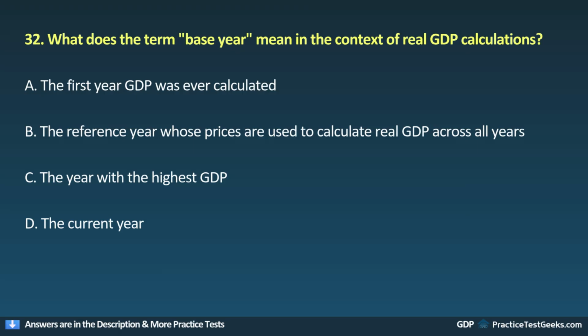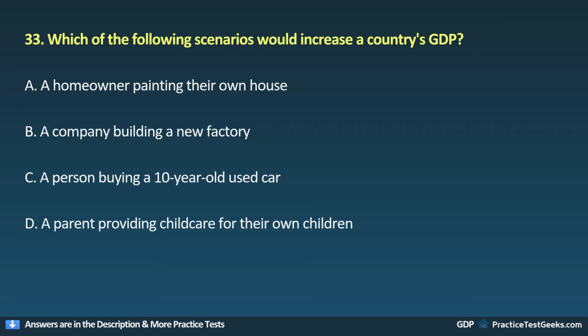32. What does the term base year mean in the context of real GDP calculations? A. The first year GDP was ever calculated. B. The reference year whose prices are used to calculate real GDP across all years. C. The year with the highest GDP. D. The current year.